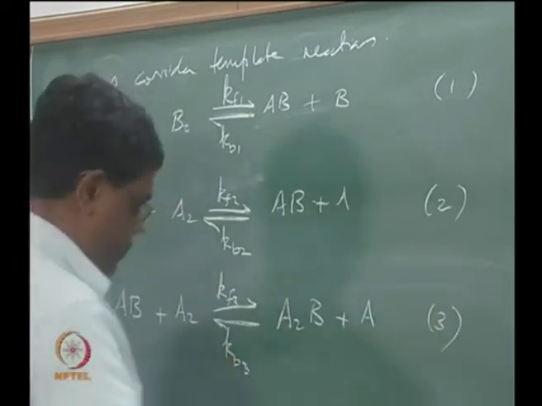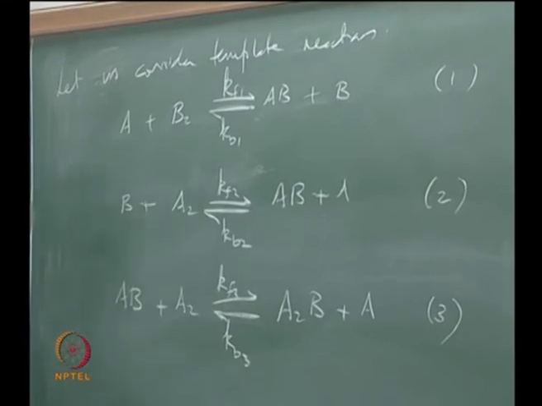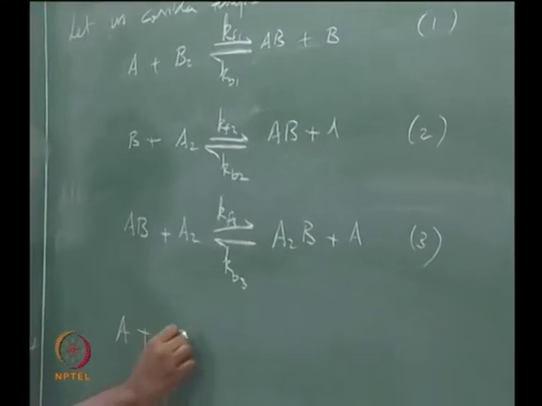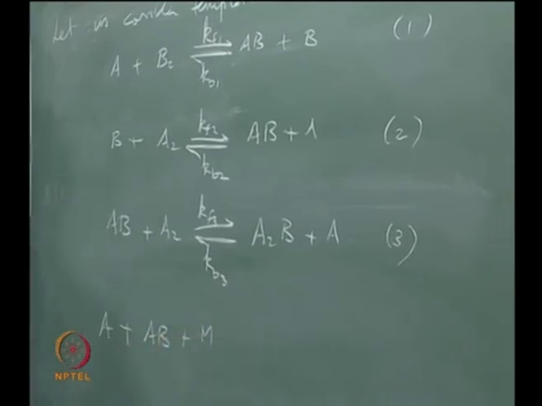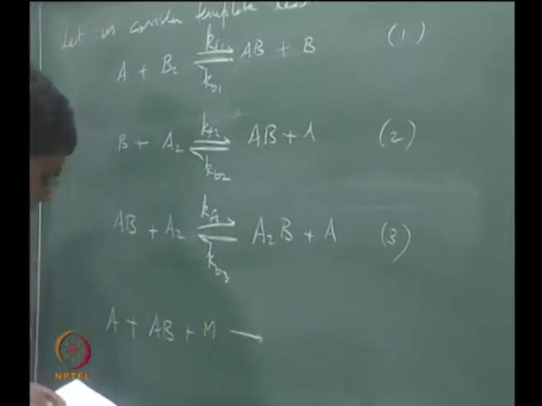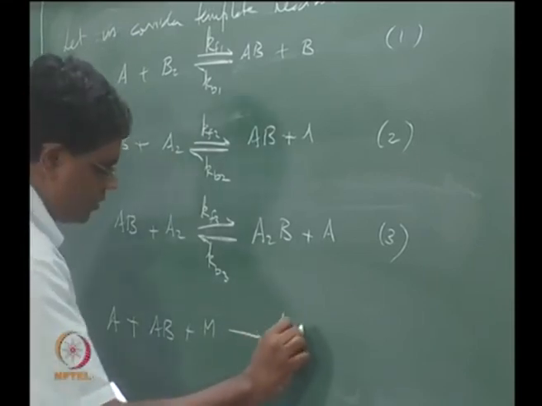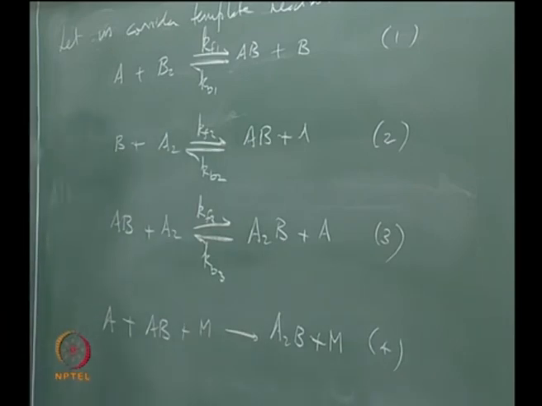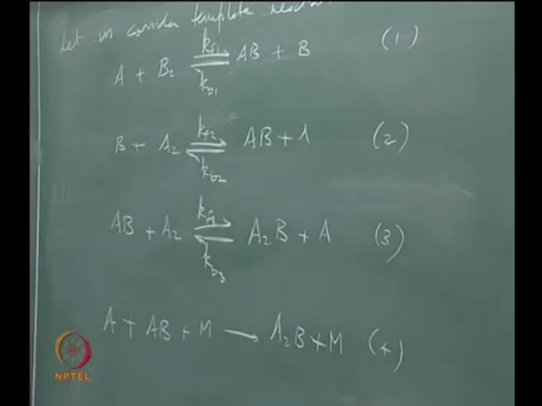We will call this reaction 3, and finally let us have A plus AB plus M gives A2B plus M, that is reaction 4. That means the last reaction is not a reverse reaction. It doesn't have a reverse reaction.